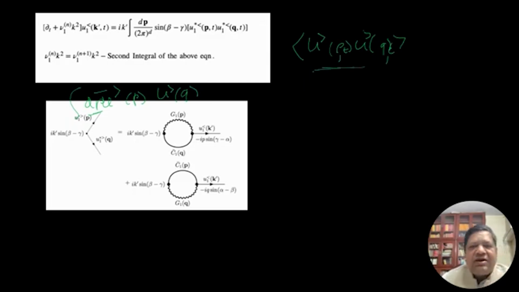If I assume u greater p and u greater q to be random variables, and I am assuming that this velocity field has no mean, its average is 0. So these are random variables with 0 mean, and if you assume them to be totally uncorrelated random, then this is 0, unless Q is equal to minus P. If Q is minus P, then it is UP mod square.